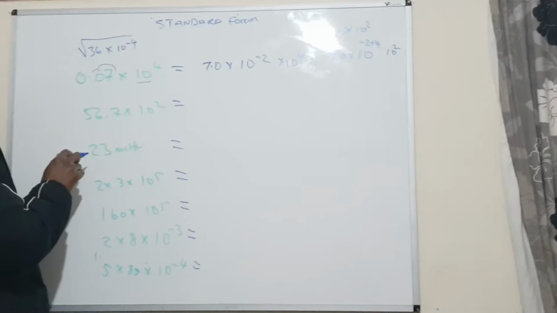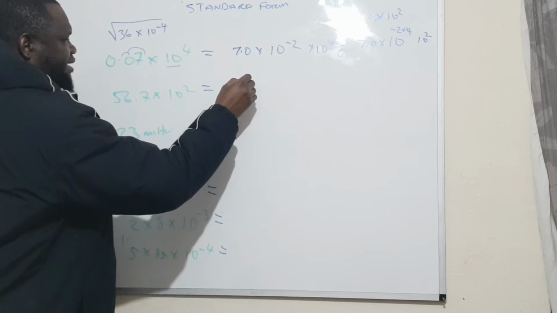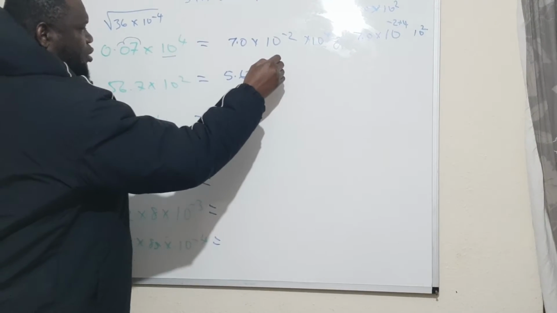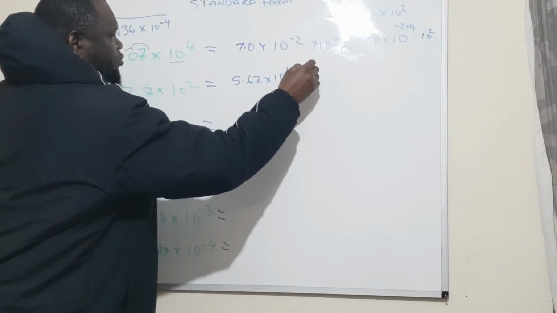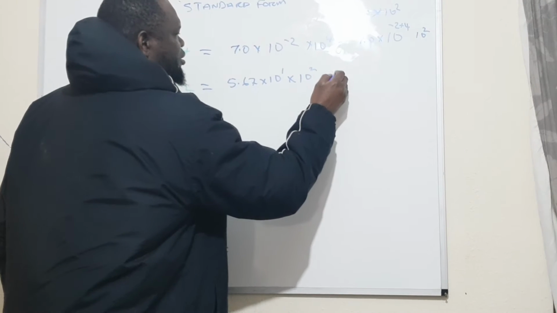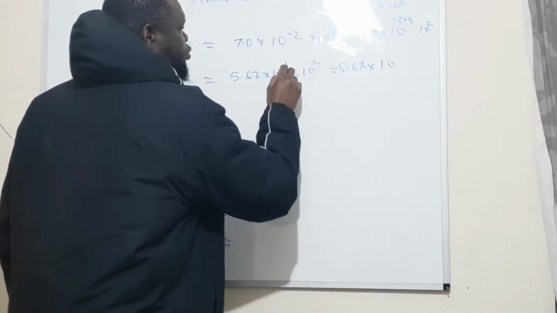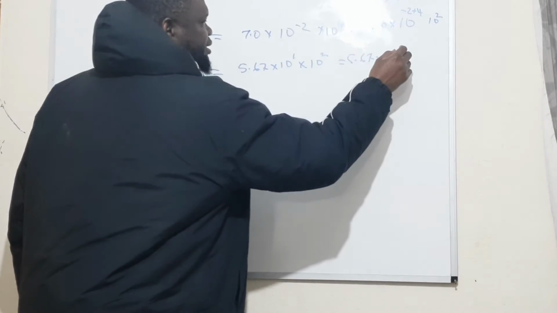What about this one? 5.6 in index form will be 5.6 times 10 to the power 1 times 10 to the power 2. Okay? So that is equal to 5.6 times 10 to the power 1 plus 2, which is 3.